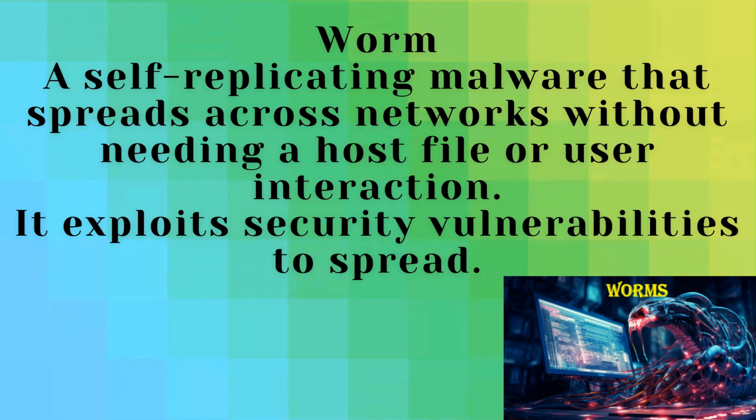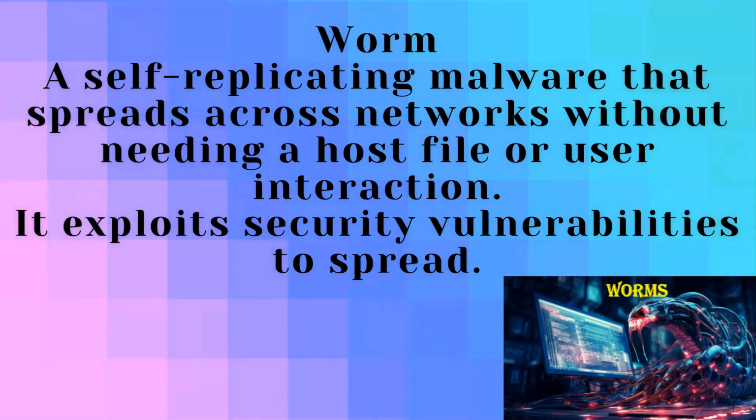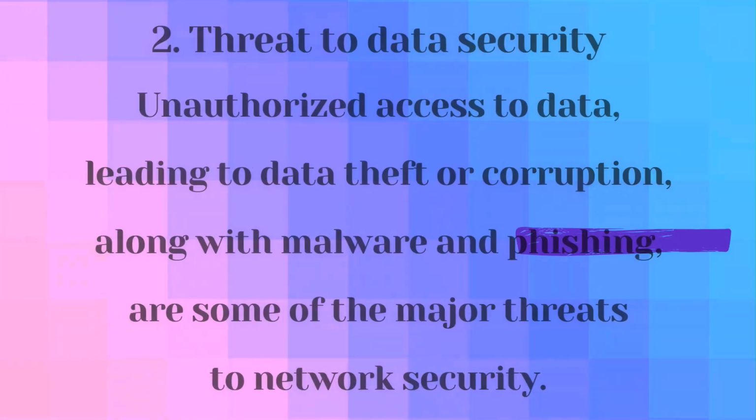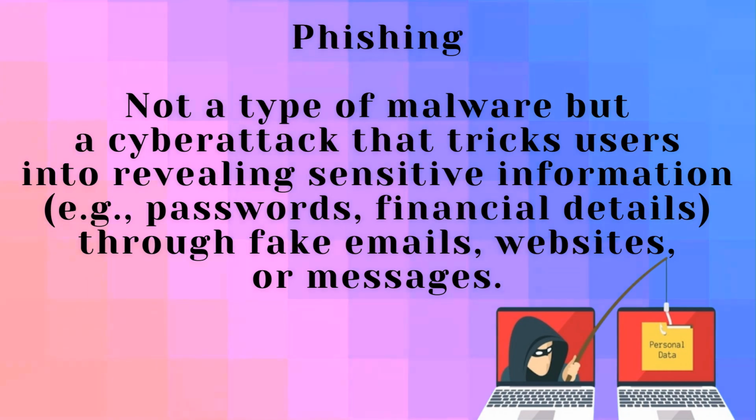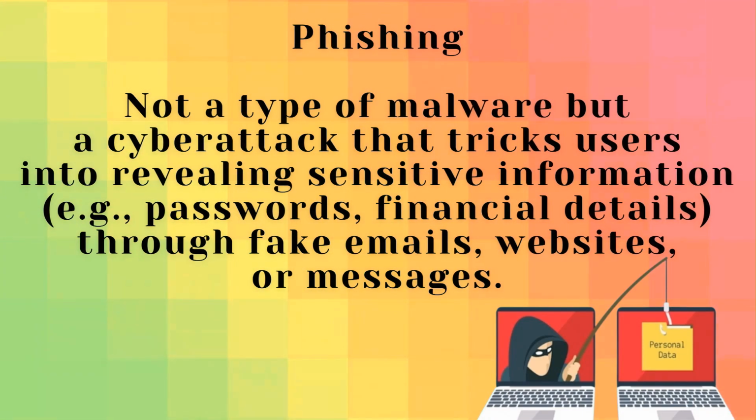Worm: a self-replicating malware that spreads across networks without needing a host file or user interaction. It exploits security vulnerabilities to spread. Phishing: not a type of malware but a cyber attack that tricks users into revealing sensitive information, for example passwords and financial details, through fake emails, websites, or messages.